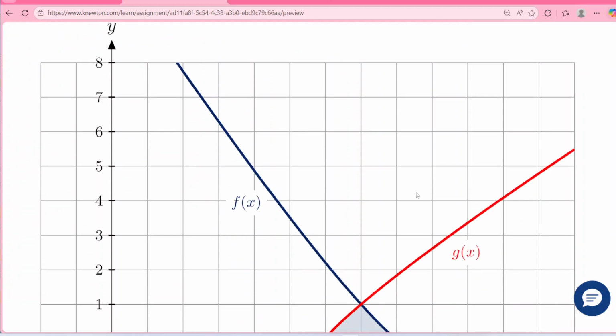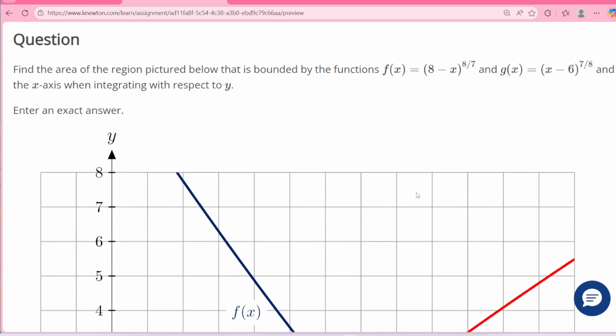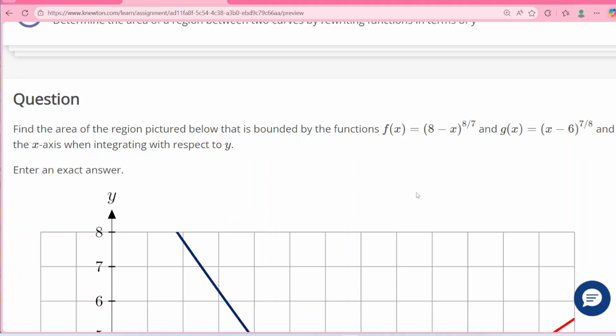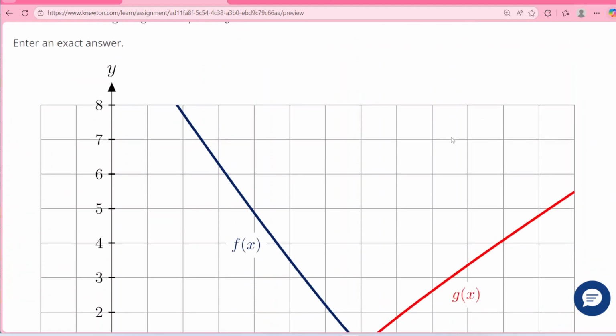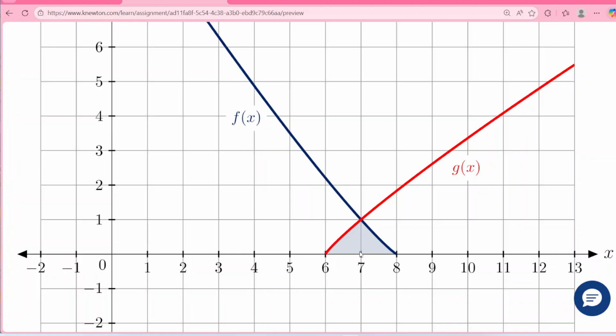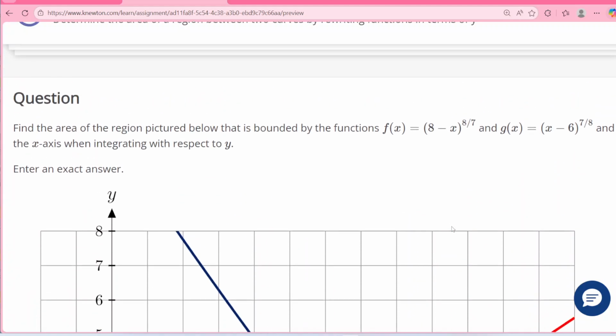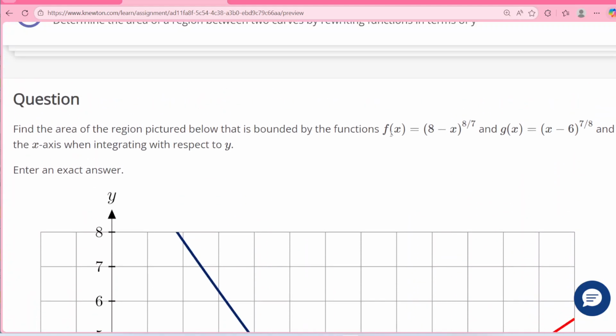Okay, it's pretty similar. Here, again, f is the right curve, g is the left curve. We integrate from 0 to 1 again on the y-axis. So x would be y to the 7/8. It would be 8 minus y to the 7/8. And here x would be 6 plus y to the 8/7.